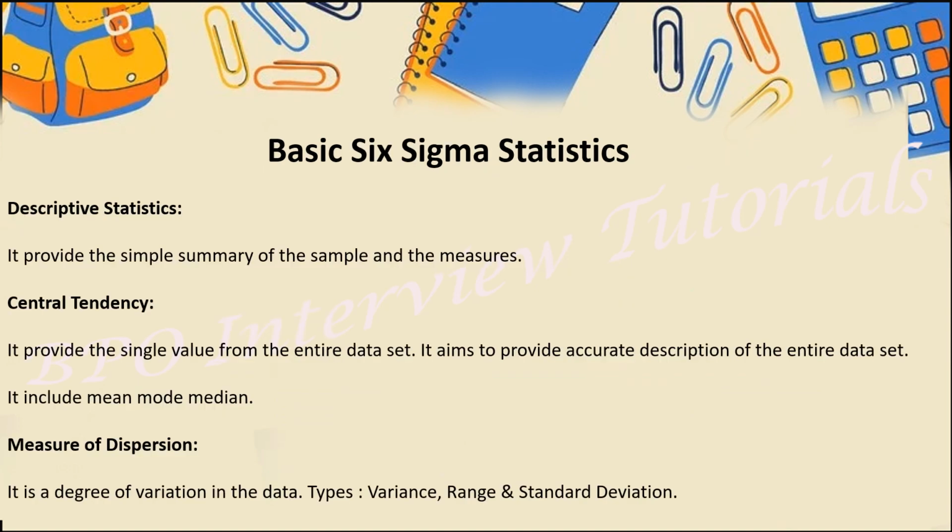Now let's see some basic definitions. What is descriptive analysis? Descriptive statistics provides a simple summary of the samples and the measures. What is central tendency? Basically it will provide a single value from the entire data set. Measure of dispersion gives you the degree of variation in the data. Don't go by the definitions, guys. Once we go through the examples along with the mathematical formulas, you will get to know this information very clearly.